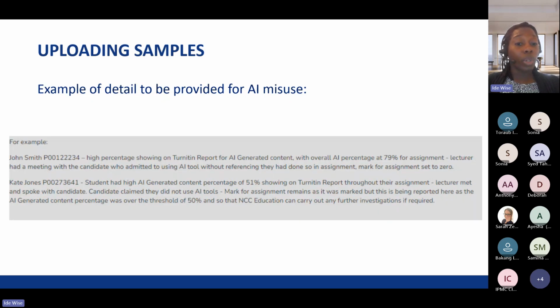In the case of AI misuse, our threshold for the percentage is higher. So if the percentage is 50% or above, then you would need to answer yes to the question about AI misuse and then provide the detail. Again, we need the name, the candidate ID, a brief description of the AI generated content percentage and what action was taken, i.e., the investigation that took place, the outcomes and what penalties were applied, if any.